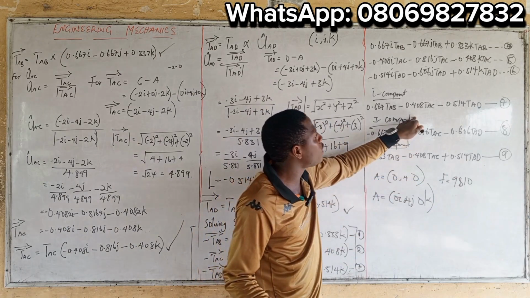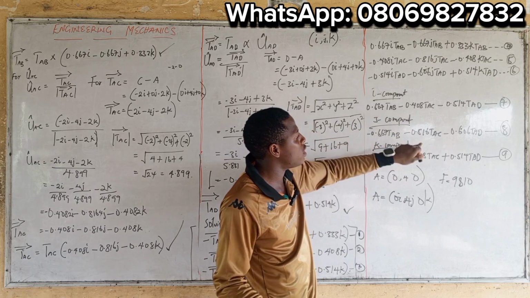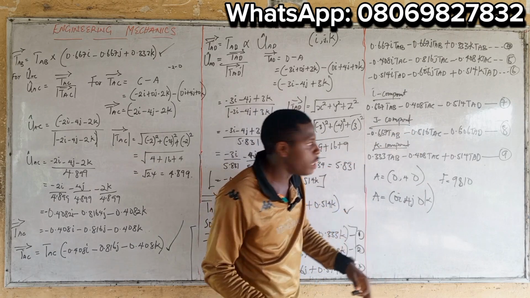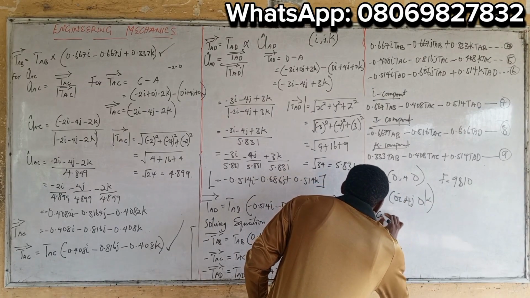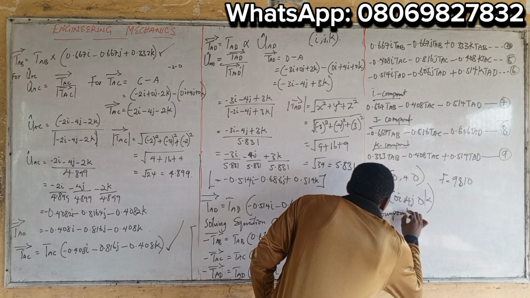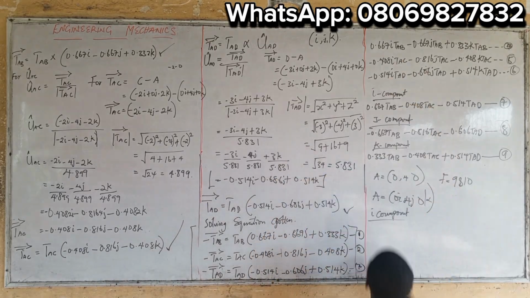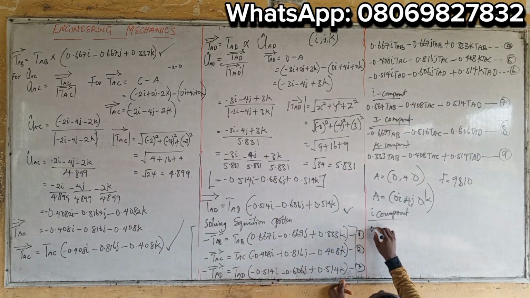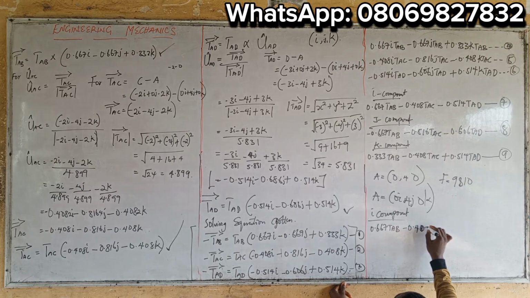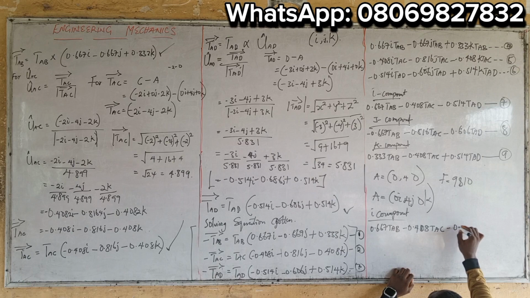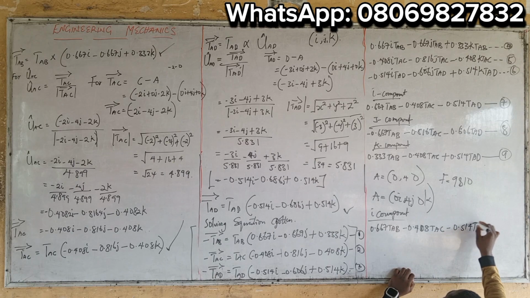So if you are to equate this equation for I component, J component, and K component, you simply do what? For your I component, equating them to 0, you will simply have 0.667 TAB minus 0.408 TAC minus 0.514 TAD is equal to 0.